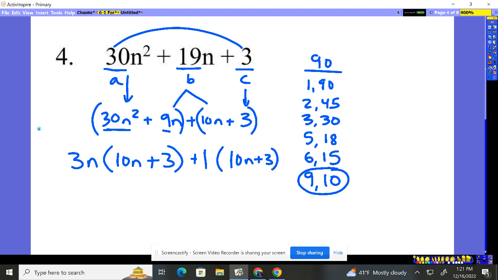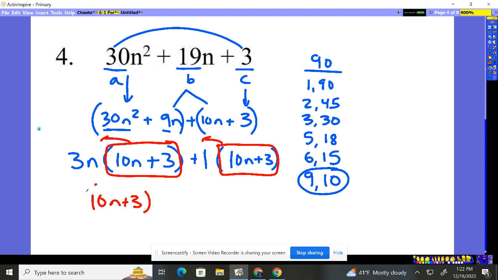Now, technically you have 3n times that 10n plus 3. That's one whole thing plus this other whole thing. You only have two things there. And notice that we have a 10n plus 3 here and a 10n plus 3 here. That means that they could actually factor out. Since there's only two things, the 10n plus 3 factors out. It leaves behind the 3n plus the 1. And that's what we have.